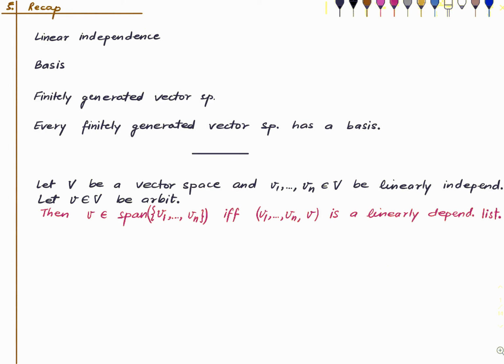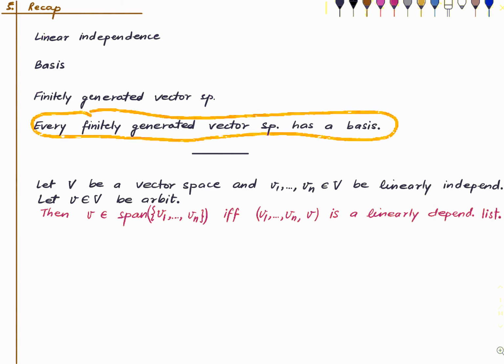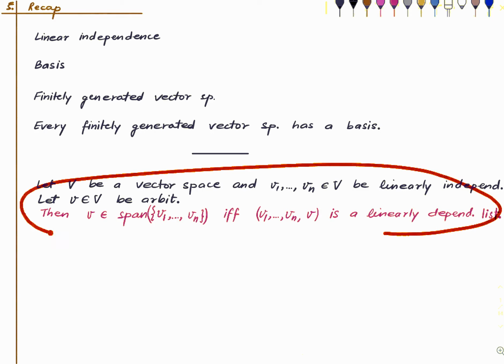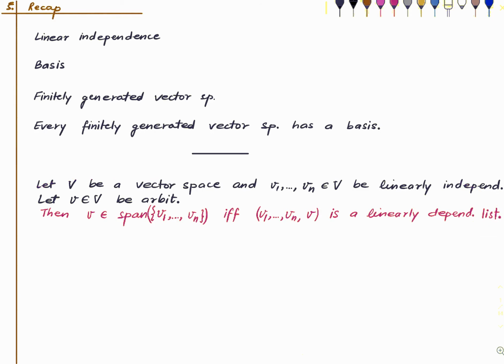So we need to know the definitions of linear independence, basis, finitely generated vector space, and the fact that every finitely generated vector space has a basis. So let me not get into the details of these things. One of the main key facts that we need to know is this, which was given as a problem previously. It is very simple and straightforward.